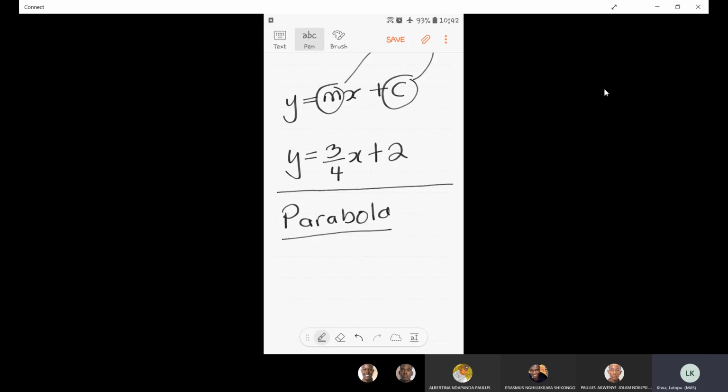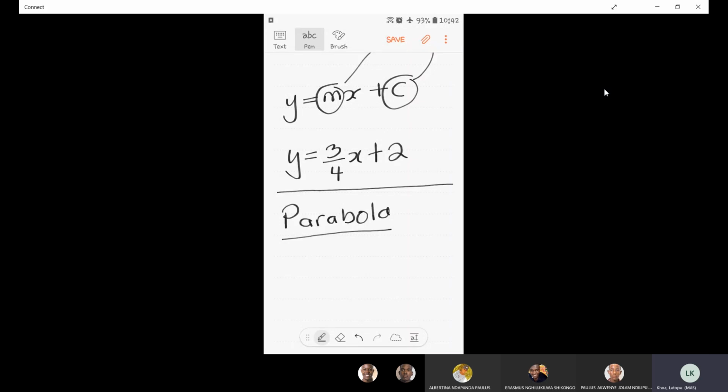But usually what we will ask you to do is sketch. When you draw, it must be on graph paper. When you sketch, it doesn't have to be on graph paper. It's just a rough sketch so that anybody can see, oh, this is what the parabola looks like.